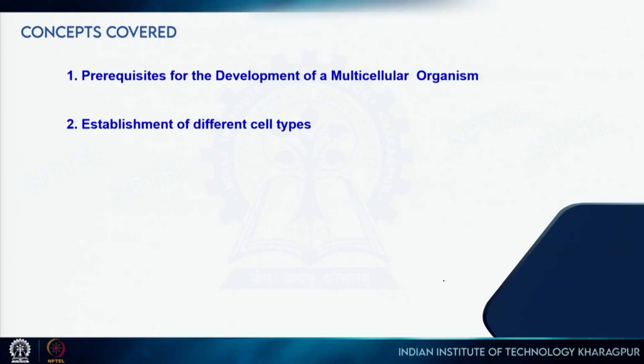Today I will be discussing the prerequisites for the development of a multicellular organism and then the establishment of different cell types. As you know, in a multicellular organism, for example in human, we have different types of cells in our body. So how those cells are getting generated, mostly I will introduce all those things here.